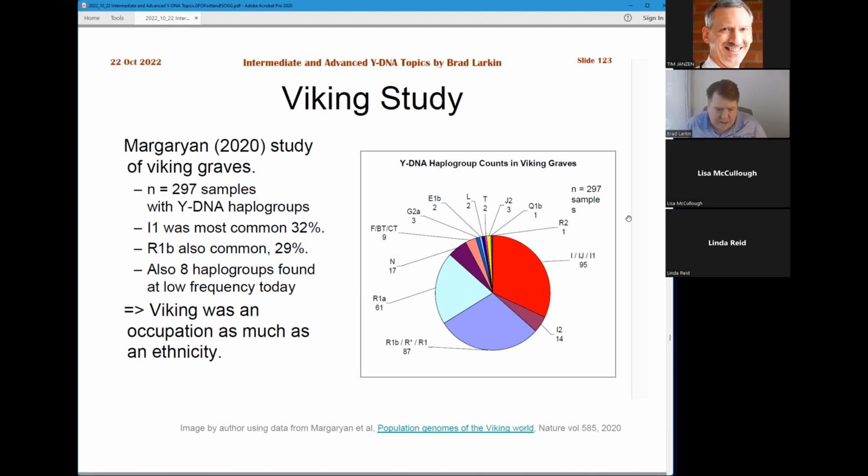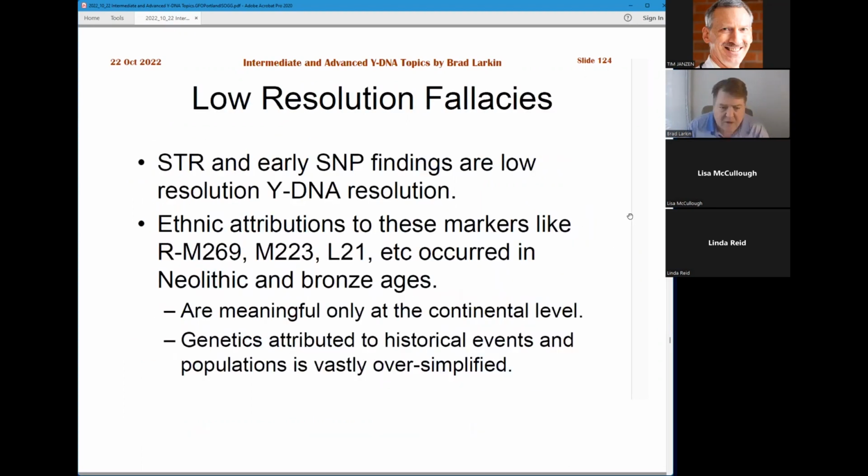When we looked at the DNA, we would have thought they were all I, because people had the presumption that I was most common. But what we found was that I was most common at 32%, but R1b was also common, almost as frequent at 29%. They also found 8 haplogroups that are at low frequency today, like L and T and Q1b. That kind of leads you to the conclusion that even 1,000 years ago, Viking was an occupation almost as much as an ethnicity. Using the STRs and trying to derive cultural inferences from that is what I call low resolution fallacies. They're just too low of Y-DNA resolution.